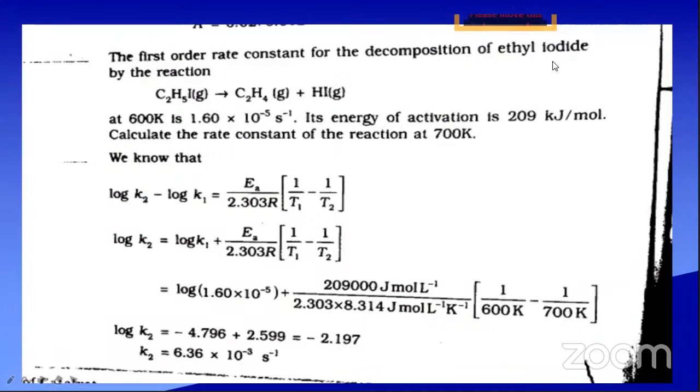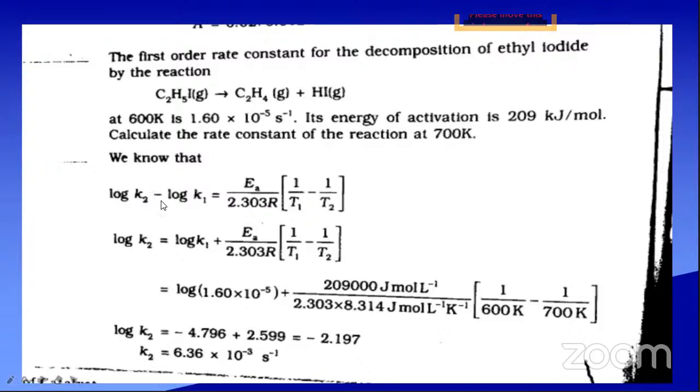First order decomposition reaction. K1 is given as 1.60 and two temperatures are given: 700 Kelvin as well as 600 Kelvin. He is asking to find out the change of the rate constant. Okay, what is K2? That is what is asked.